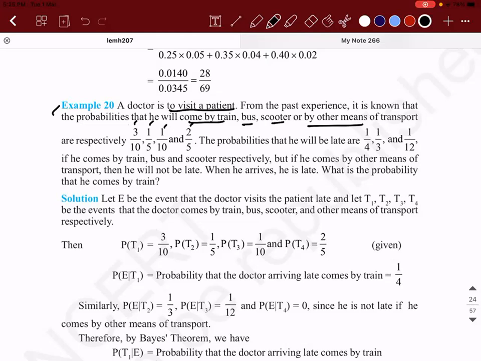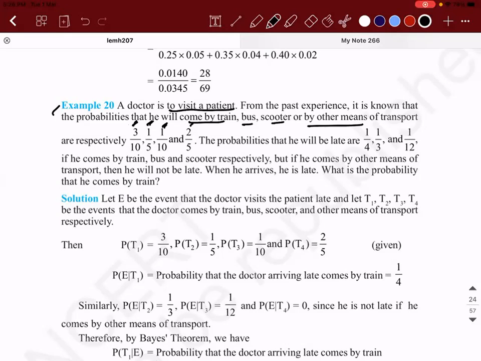And if you add all these values, what do you get? So 3 by 10 plus 2 by 10 plus 1 by 10 plus 4 by 10. 3 plus 2, 5, 5 plus 1, 6, 6 plus 4, 10. You get 1. So the probability of all the events put together is 1, which means all these events are said to be exhaustive. Secondly, if he comes by train, he can't come by bus or scooter or any other means. So he can come only by one of the transports. So all these events are mutually exclusive also. So can I think of applying Bayes' theorem?